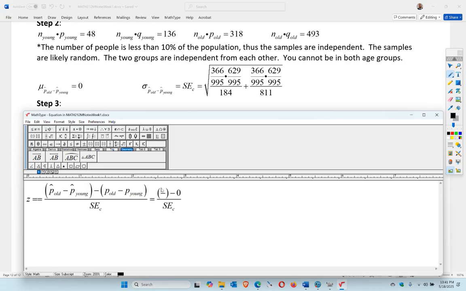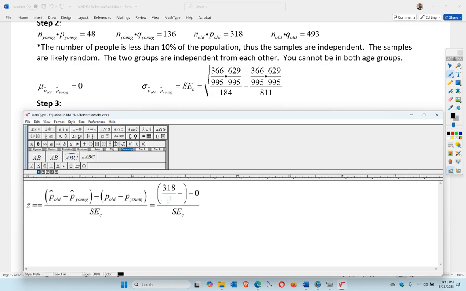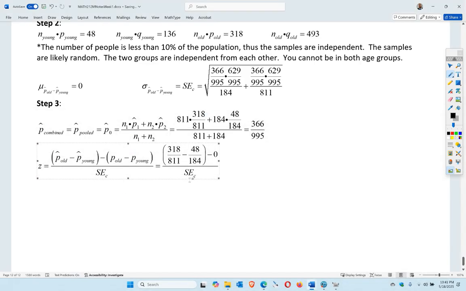There we go. Okay, so we do this ratio here. That is the 318 over 811 minus the 48 over 184 minus 0. Right, I want to keep that just the way that is, right? So what about standard error? Come on, we already have that up here, right? We're just going to take that up here.